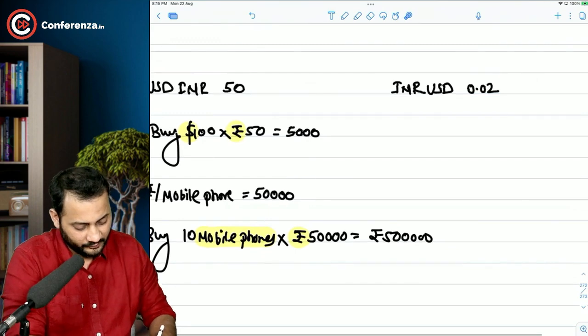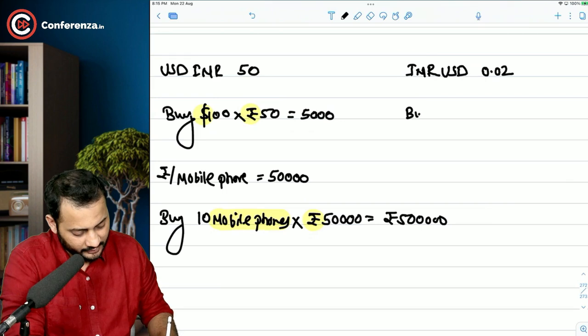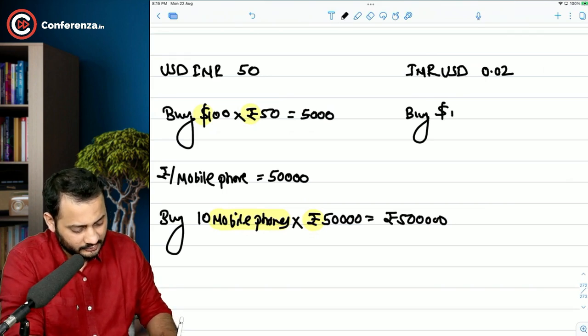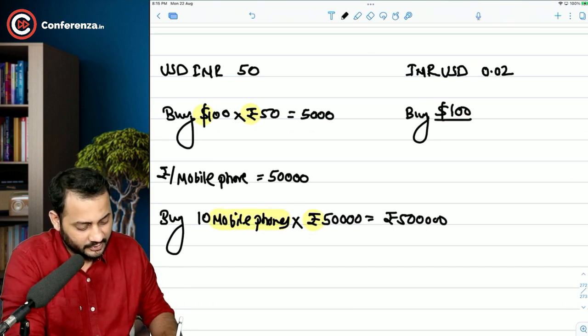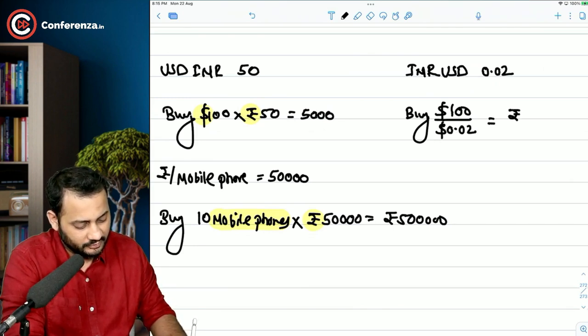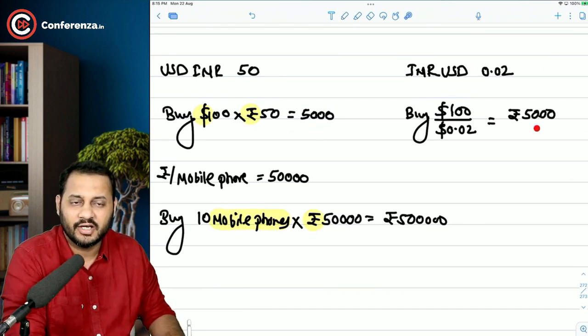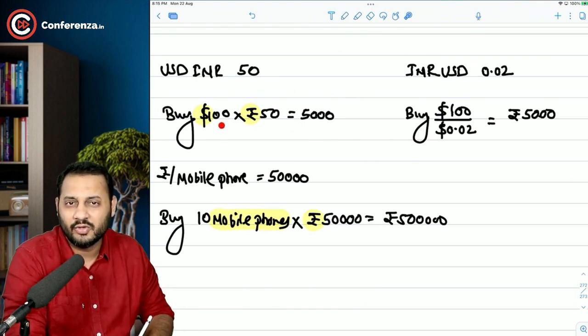Now tell me one thing. I will take the same requirement, buy $100. Are you seriously going to multiply at this point? Since 0.02 is also dollar, 100 is also dollar, you need to remember that you have to divide it to get the value, which will be 5,000. So the final answer won't change, sir. The final answer of 5,000 rupees won't change. It's just the pattern or the approach that you have to remember.